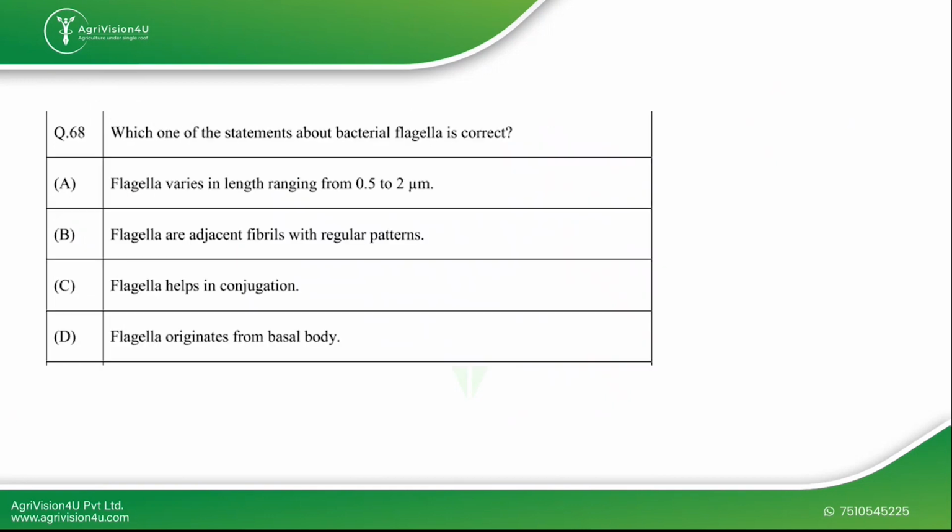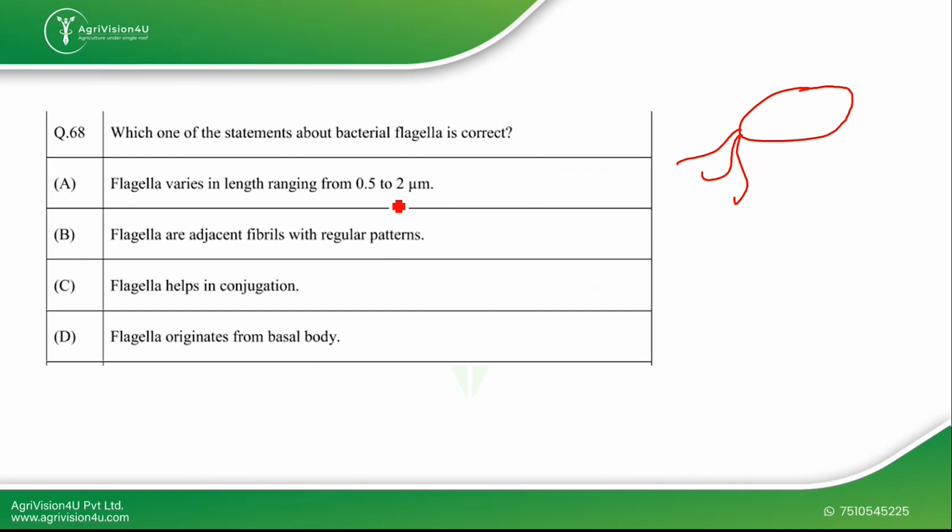Now moving to the third question. Which one of the statements about bacterial flagella is correct? We all know the function of flagella. If this is your bacteria, then this is your flagella. Basically, locomotion is the function of the flagella. From the four statements, which one is correct? The first is, flagella vary in length ranging from 0.5 to 2 micrometer. Second, flagella are adjacent fibrils with regular pattern. Third, flagella help in conjugation. Fourth, flagella originate from the basal body.